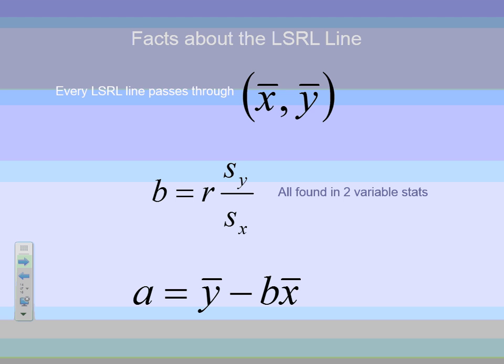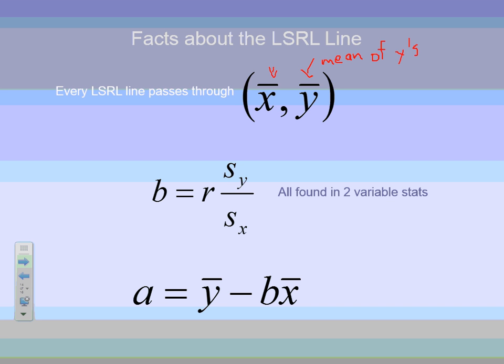A few facts about the least squares regression line is that every one will pass through x bar, y bar, right? This would be the mean of the x's. And then y bar, that's a new one, but this is just the mean of the y's. Right, we've got two variables now. You got x and y. So if we averaged all the x's, we get x bar. If we averaged all the y's, we get y bar.